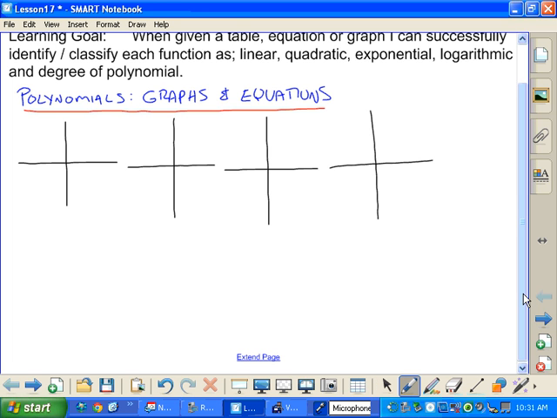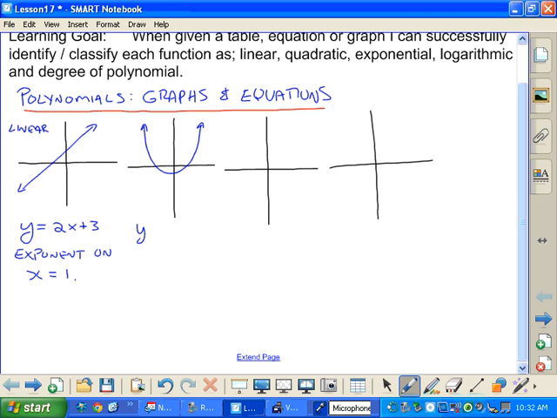So if we look at the first one, linear, the graph's going to be a line, so I'm hoping people can pick this off. So we have linear, and the equation is going to be degree 1. The exponent on the x will be a 1. So for example, 2x plus 3. So we have a degree, exponent on x, it's 1. If it's quadratic, the exponent on the x is 2. The example, y equals x squared minus 1.